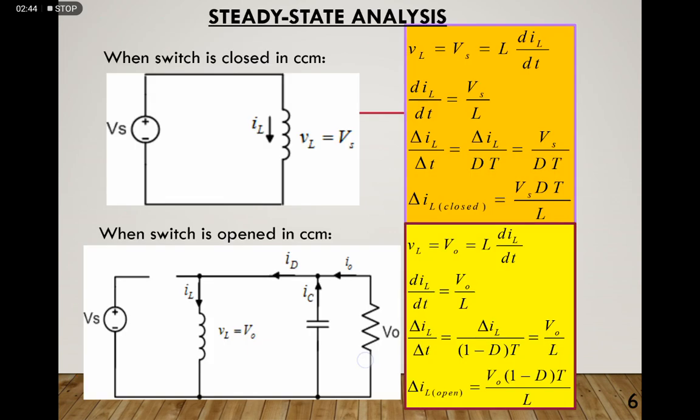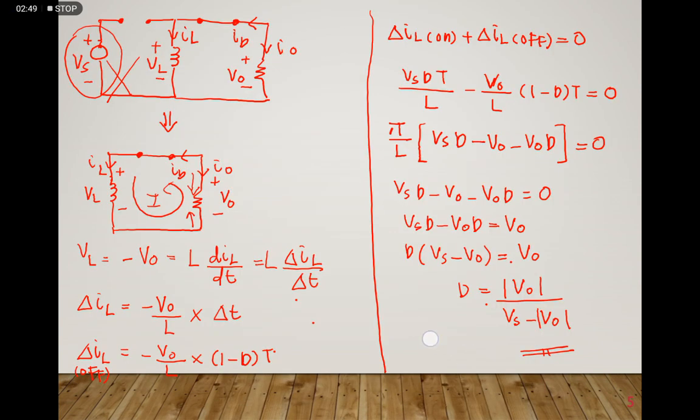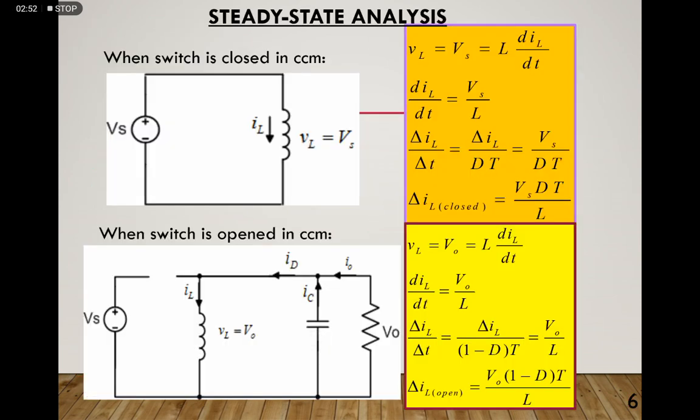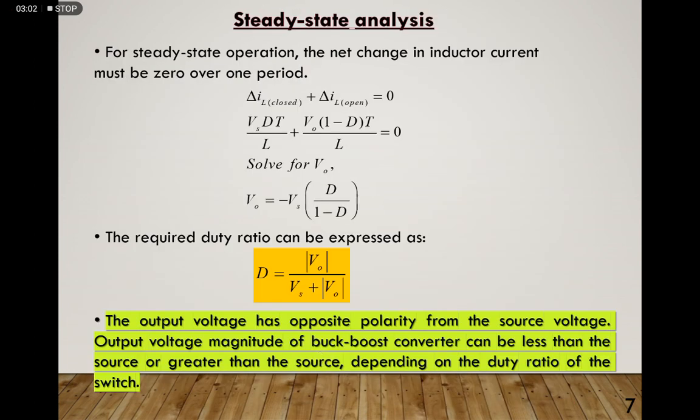From the one that I redrew and explained just now, this is the equation, which refers to the equivalent circuit when the switch is on and off. I just solved the equation to prove it. So this is the correct equation: duty cycle D will be equal to V naught over Vs plus V naught. We can see that the output voltage has the opposite polarity from the source voltage.